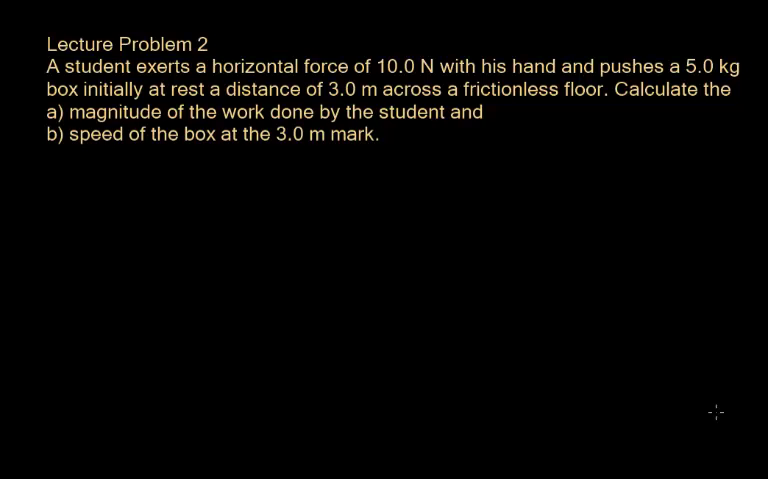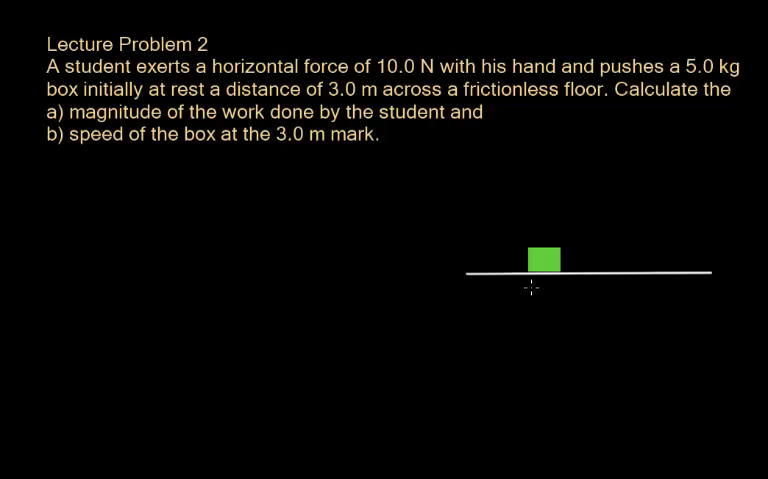Lecture problem 2. A student exerts a horizontal force of 10.0 newtons with his hand and pushes a 5.0 kilogram box initially at rest a distance of 3.0 meters across a frictionless floor. Calculate the magnitude of the work done by the student and the speed of the box at the 3.0 meters mark. This is obviously an energy-related question, and a free body diagram can be very useful.